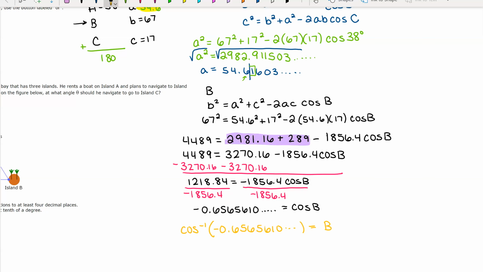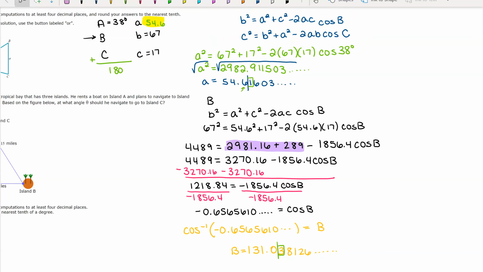Okay, so I need to do the cosine inverse. And again, I just hit second and my cosine inverse button comes up, and I hit that and I get B equals 131.038126, and there's a lot of stuff after that. We're going to round to the nearest tenth. So looking to the right, it's a 3, which means I keep the 0. So my angle B is 131.0.